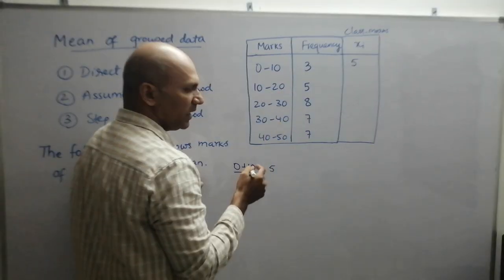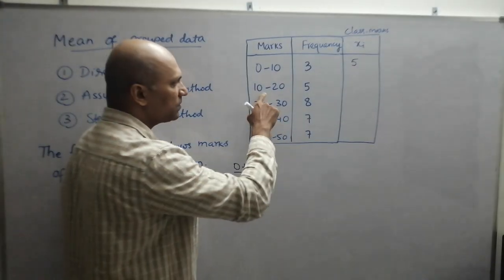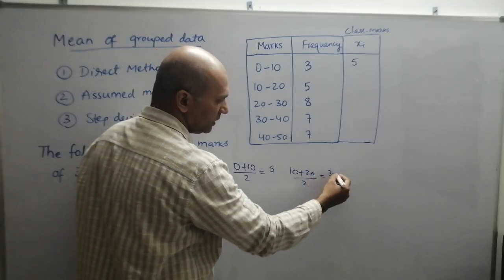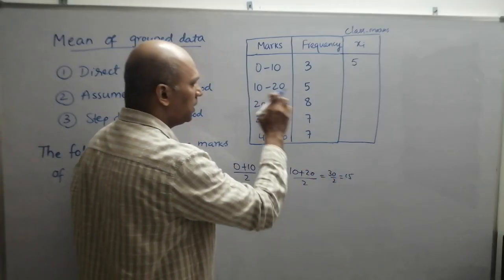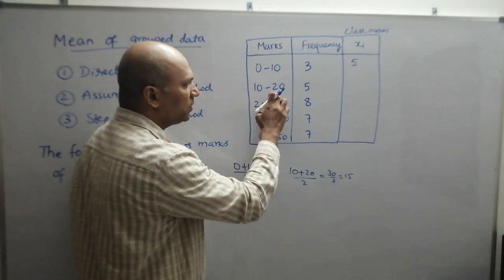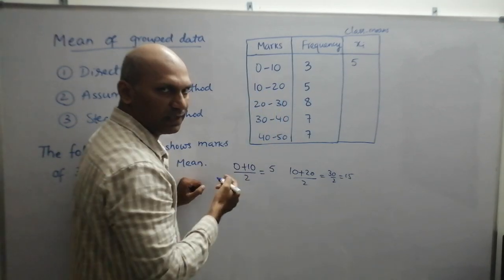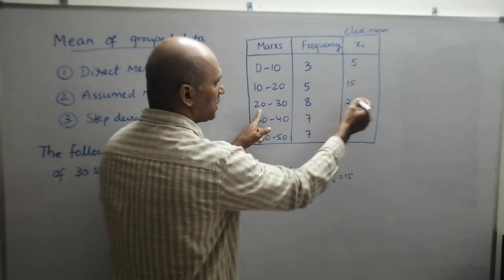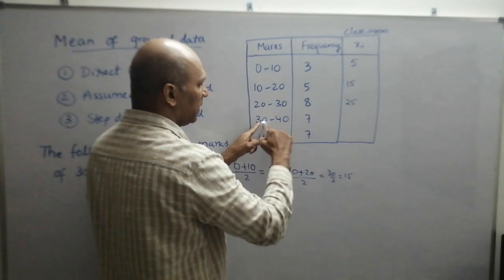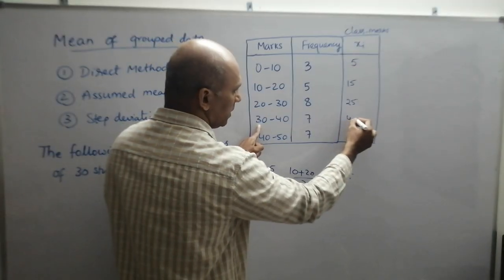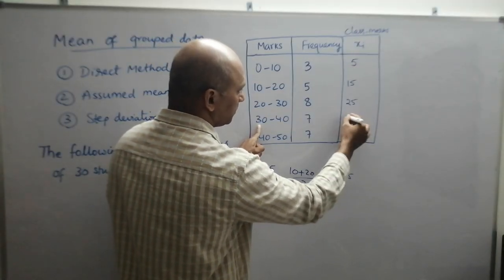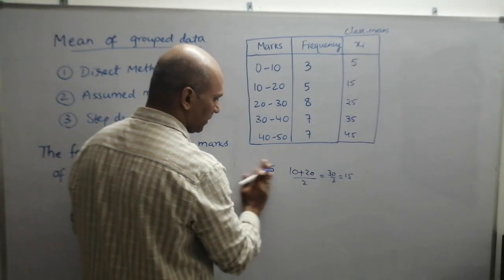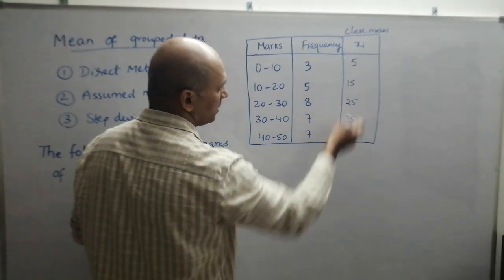10 plus 20 divided by 2 is 30. 30 divided by 2 is 15. Or what number comes between 10 and 20? 15, right? So you can write it like that also. So I am going to write 25 here because middle number of 20 and 30 is 25, middle number of 30 and 40 is 35. This is 45. Okay. I hope you understood how we got this.